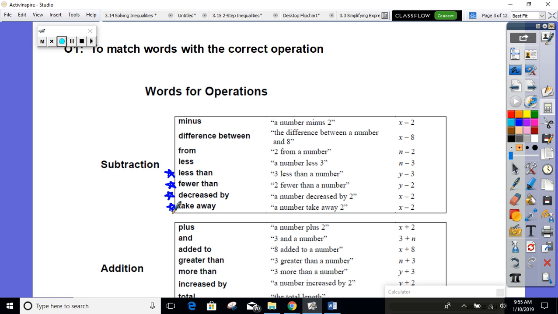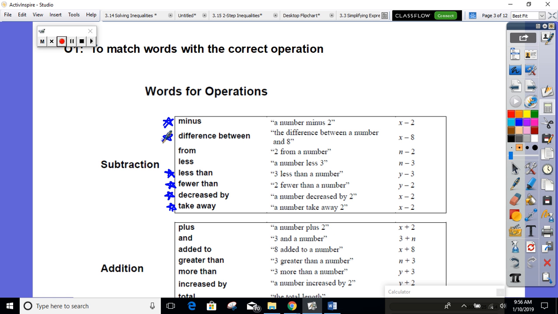Obviously, minus means subtract, right? Pretty much everyone knows that. And then difference between. When you find the difference between two things, you are subtracting. These words, from and less, you're not going to see as much, so don't put a star by them. For example, if you had 2 from a number, you would do n minus 2. And just the word less by itself, without the word than, if it says just less, we would actually do it in a different order.